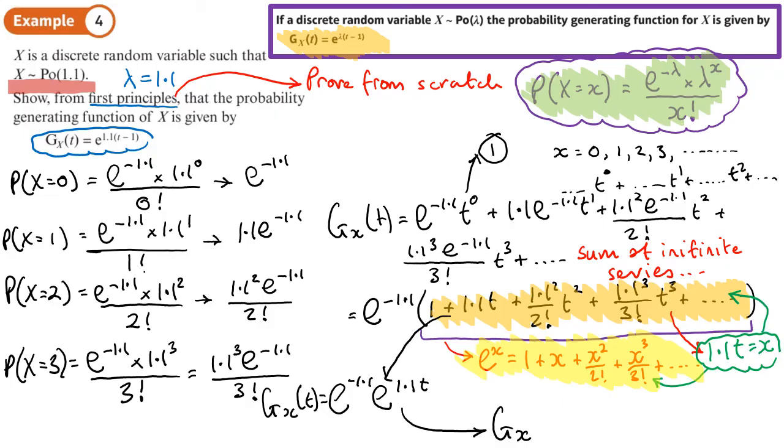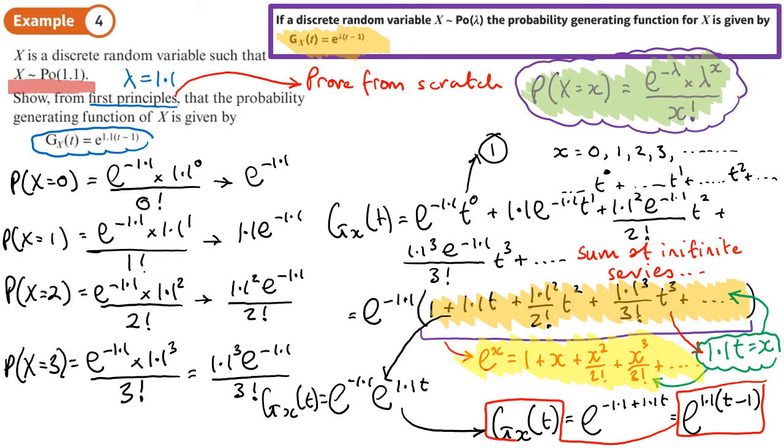So our probability generating function. Now when we've got powers and we multiply them together, we can add them together. So you could say this is the same as e to the power negative 1.1 plus 1.1 t, and then from there we can factorise it and put the 1.1 outside, which is lambda, 1.1, and then in brackets we'll have t minus 1. So we've proved that from first principles. So my red box actually should go around this. Yeah, that's my probability generating function proved from first principles.